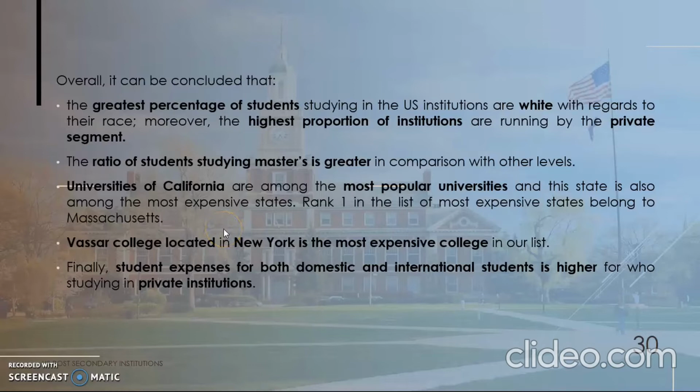Thank you, Rihanna, for an excellent explanation on the dashboard. The conclusion of our final project is the highest proportion of institutions are running by the private segment. The ratio of students studying masters is greater in comparison with other levels. University of California are among the most popular universities, and this state is also among the most expensive states.